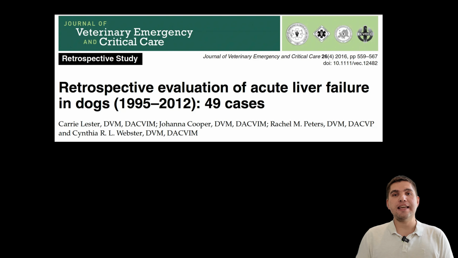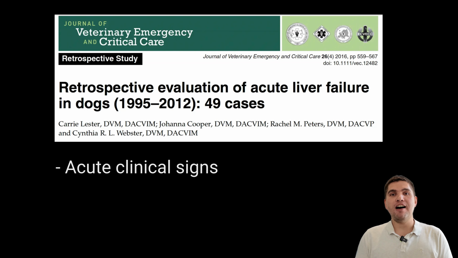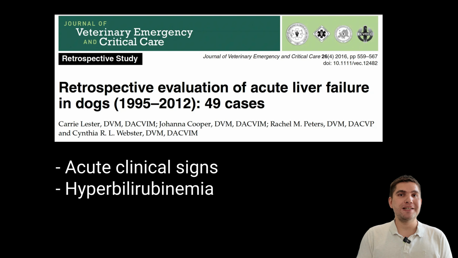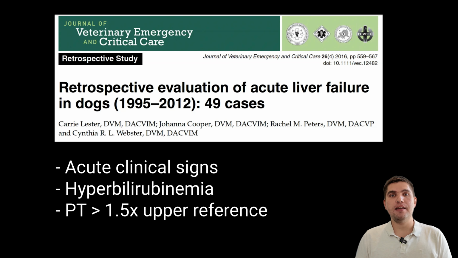Unfortunately, in dogs and cats, we don't have standardized criteria for ALF diagnosis. The landmark Lester et al. 2016 study, the largest retrospective study on canine ALF to date, included 49 dogs and defined ALF as acute clinical signs with concurrent hyperbilirubinemia and coagulopathy, with PT greater than 1.5 times the upper reference limit.